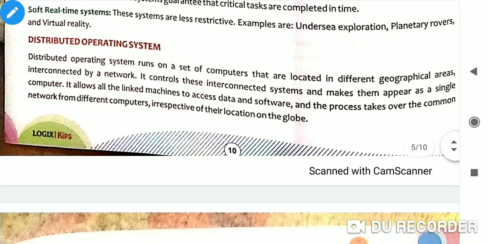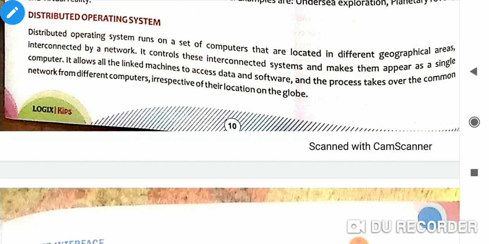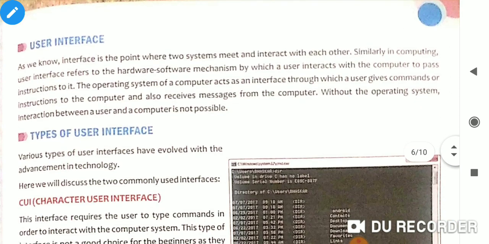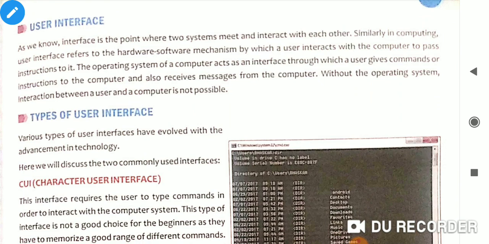Now next is distributed operating system. What are distributed operating systems? Any operating system that runs on a set of computers that are located in different geographical areas interconnected by a network is called a distributed operating system. As the name itself suggests, distributed means the operating system is distributed at different locations. It controls these interconnected systems and makes them appear as a single computer. So this is all about operating system and different types of operating system.